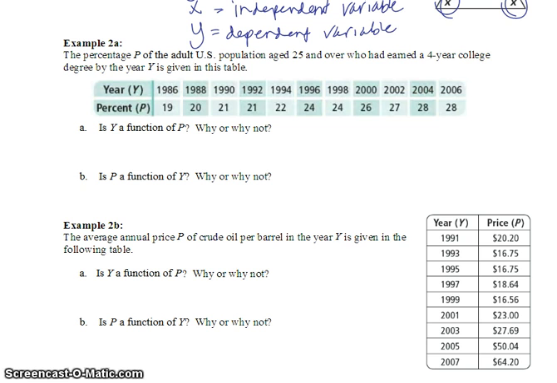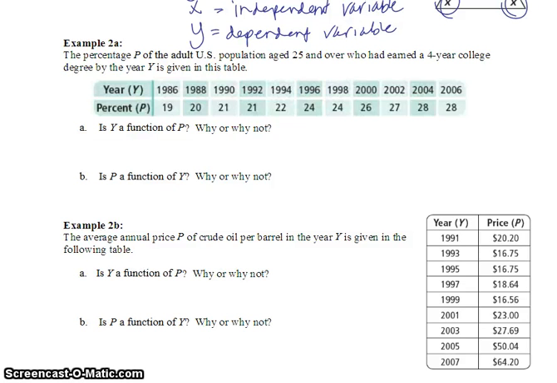Okay, example 2a. The percentage P of the adult U.S. population aged 25 and over who have earned a 4-year college degree by the year Y is given in this table. So now we're going to talk about functions. So is Y a function of P, Y or Y not? So what was our definition of functions? We said that a function was a relation where no two ordered pairs have the same first component. We also said it was like a machine. If you put in one number, it transforms itself into another number based on a rule.